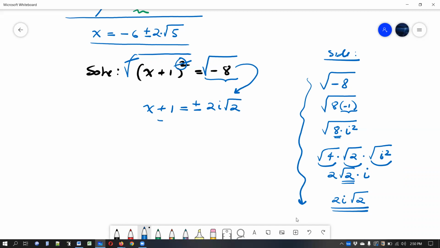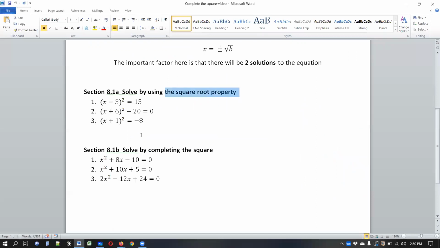My final step is subtract 1 from both sides. These will cancel. This minus 1 does not get added or subtracted here. It just stays in front. Plus or minus 2i square root of 2. Okay? So this is how you will solve these quadratic equations using the square root property. And this is the basis, as we'll see shortly, for applying this technique on the completing the square approach, which we'll see in the next video.